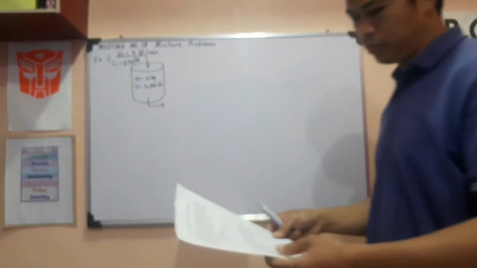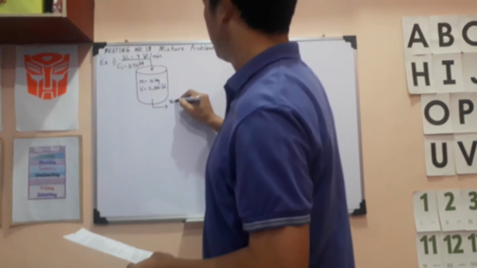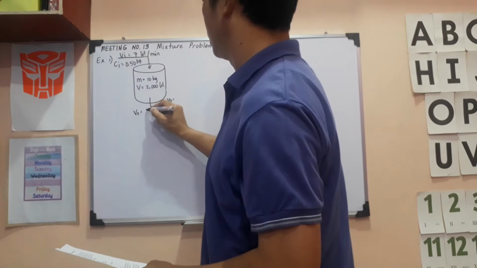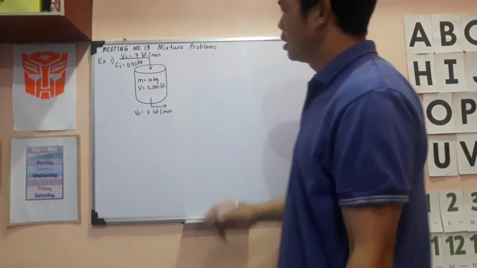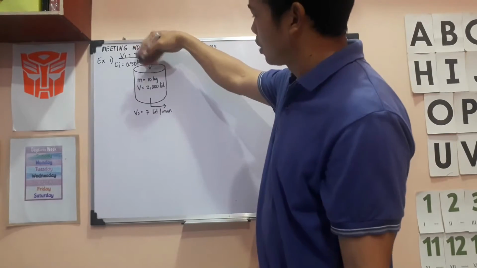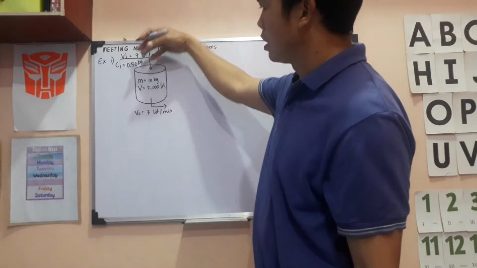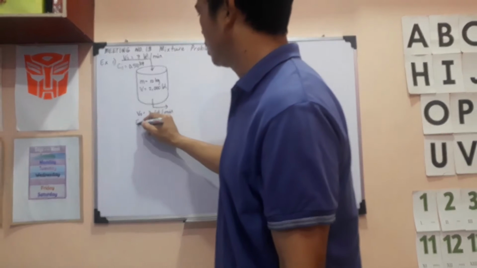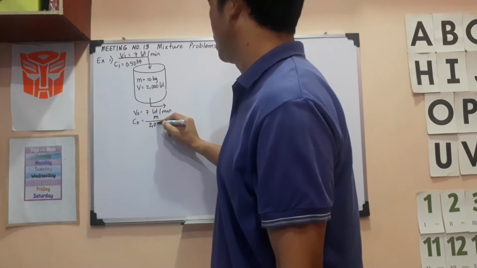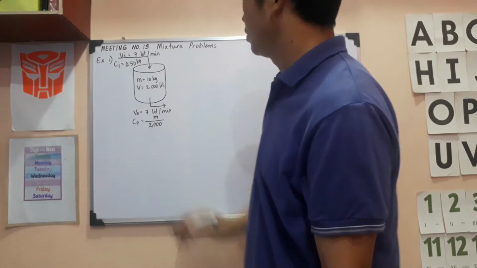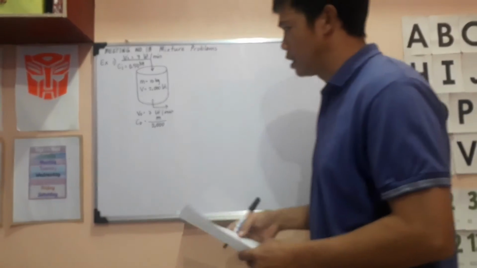Continue. The uniform solution leaves the tank at the same rate. So V sub O is the same, that is 7 liters per minute. Why the same? Because if the outflow is less, the time will come that the tank will overflow. If it is more, the time will come that the tank will empty. So whatever is in must be equal to out. And then, what is C sub O? C sub O is the mass of salt over 2,000, which we do not know and was not mentioned. So let us assume it is the mass of salt M over 2,000.